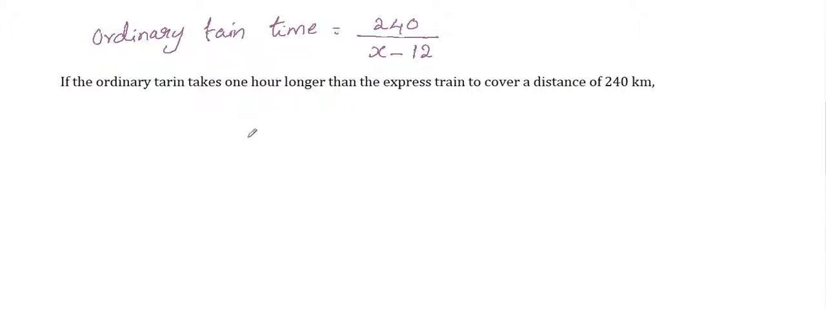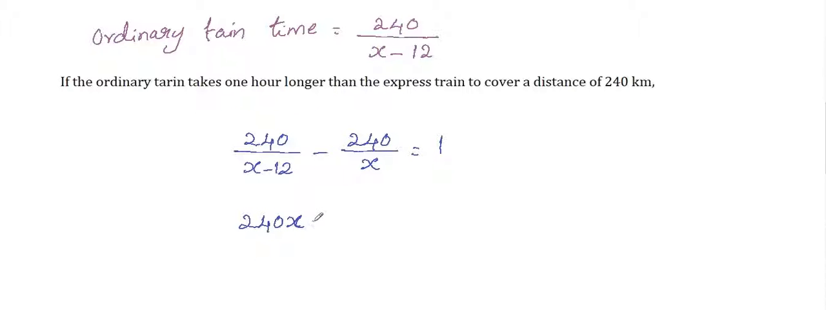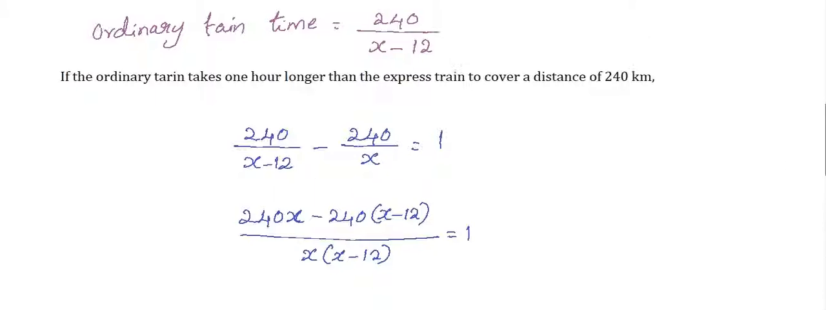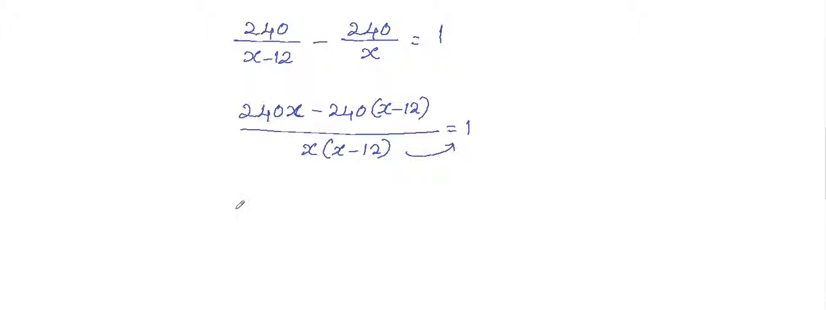Given that the ordinary train takes 1 hour longer than the express train to cover that distance, we can write the expression as 240 divided by x minus 12, minus 240 divided by x, equals 1. If we simplify this, take the LCM and simplify, we'll get 240x minus 240 into x minus 12, divided by x into x minus 12, equals 1.